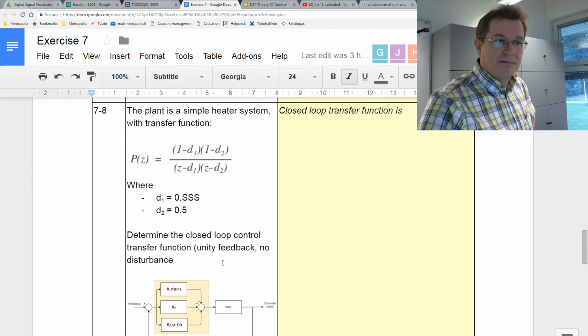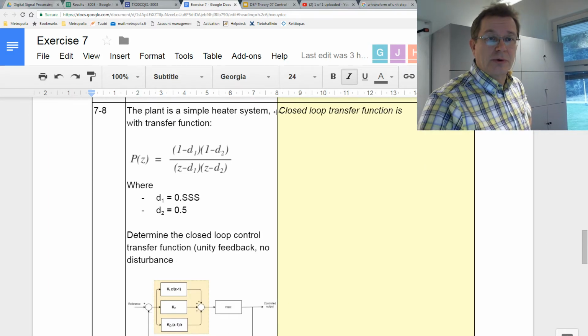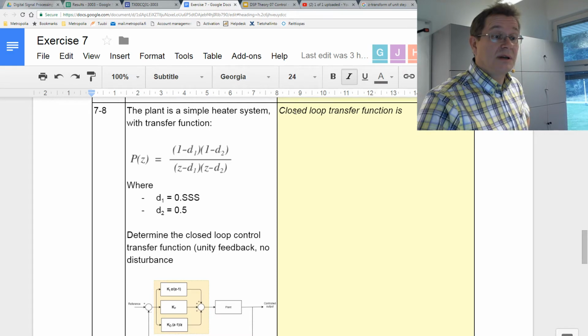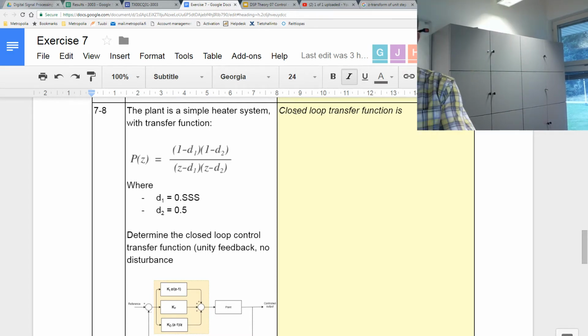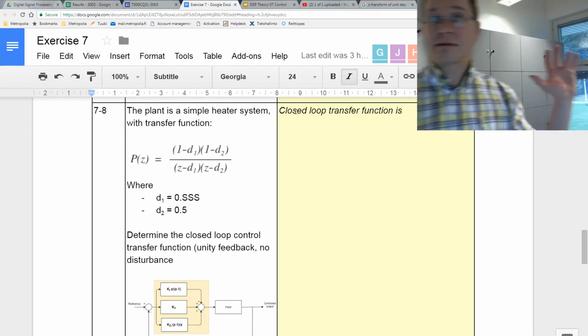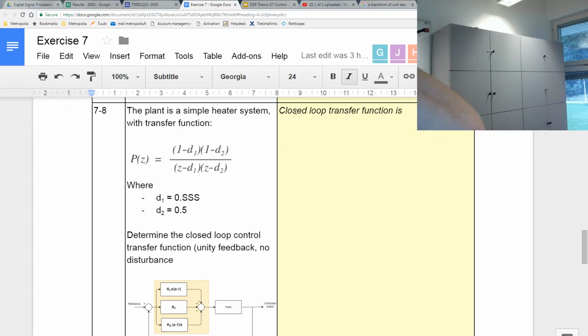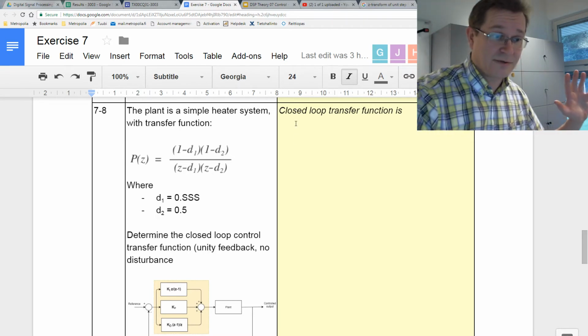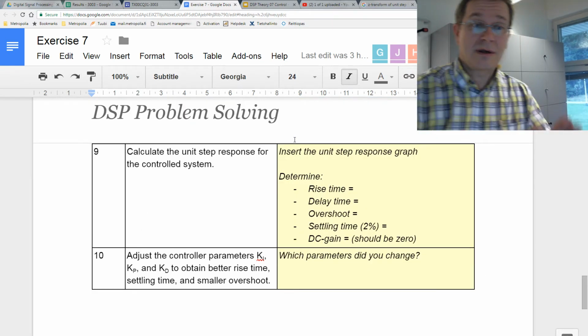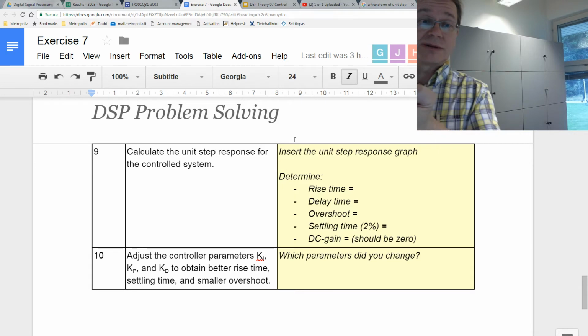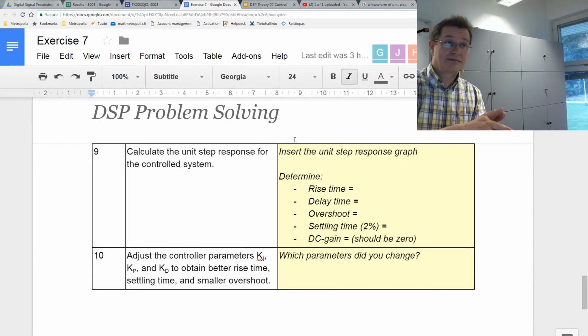So basically this 7 to 8 is the closed loop transfer function, meaning you just put those values in and calculate the loopback reduction. Actually these are cascaded systems, parallel systems, then loopback, and that is the whole system transfer function. Then use that transfer function to figure out rise time, delay time, overshoot, settling time, DC gain.